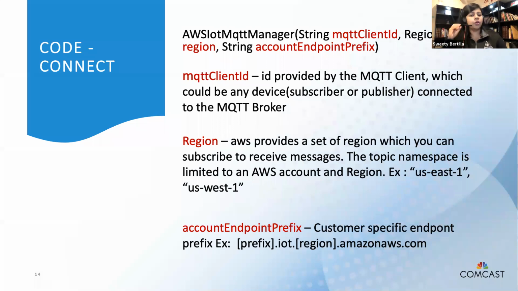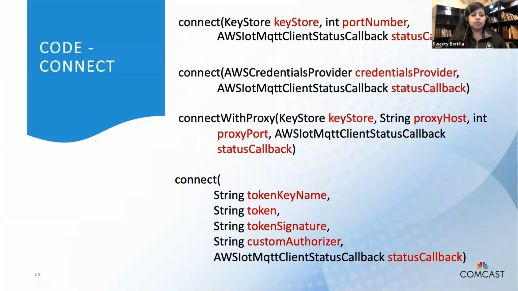The account endpoint prefix is nothing but the custom specific endpoint which you create in Amazon AWS. There are different ways of establishing a connection. One is using the key store and a port number. Once you go to Amazon AWS and create a certificate, it will give you some certificate keys. You can use that key store and pass the port number.